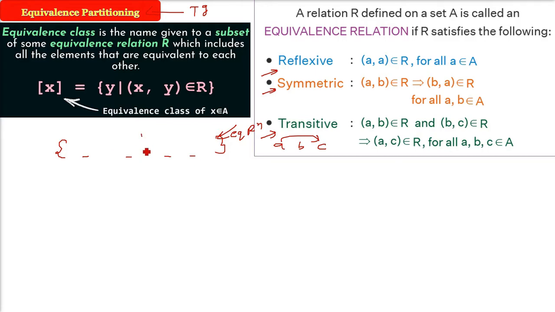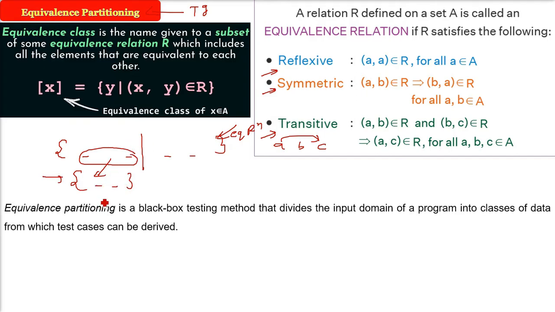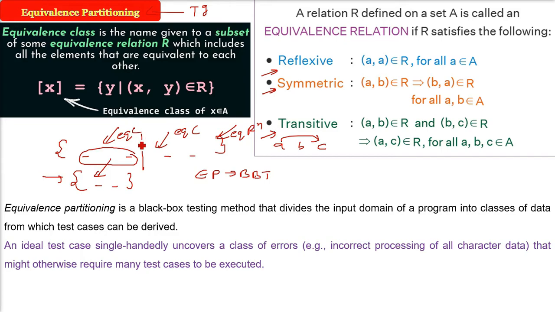Now, if we divide them or take a subset of this equivalence relation, what do we get? We get the equivalence class. So, an equivalence class is a subset of an equivalence relation, and all the elements are equivalent. Equivalence partitioning is a black box testing method that divides the input domain of a program into classes of data, from which test cases can be derived. The important part is, an ideal test case single-handedly uncovers a class of errors.